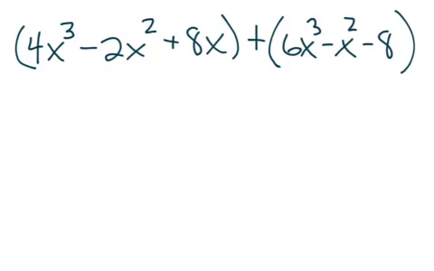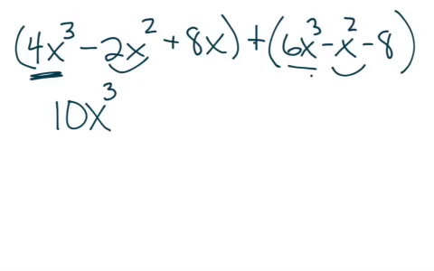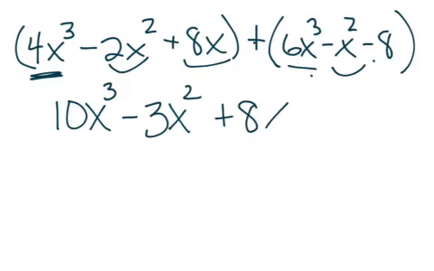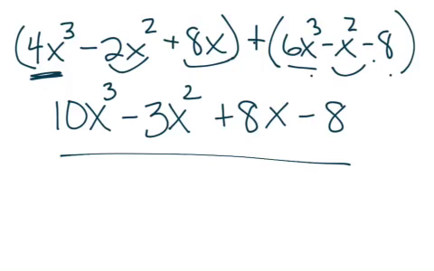And so in this way, I'm just going to look for my like terms. So I've got 4x cubed plus 6x cubed, which is 10x cubed. I've got negative 2x squared minus another x squared gives me negative 3x squared. I've got an 8x and no x's on the other one, so it's just going to give me the plus 8x. And I don't have a constant term in the first, but I do over here, so it's going to be minus 8. And I'm done.